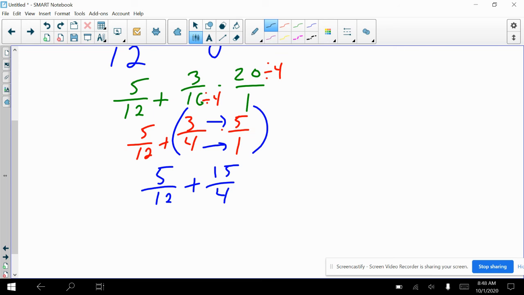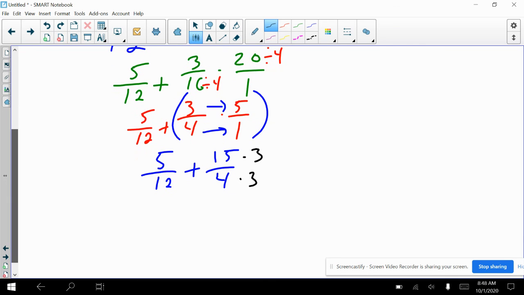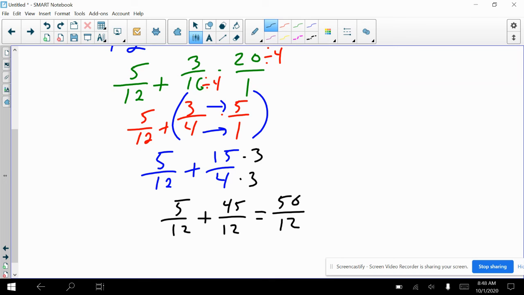4 goes into 12 how many times? 3. So I'm going to take that factor and multiply it by the fraction I need to get the common denominator. So I have 5/12. That's not going to change because I already have it as a 12. That's what I want. Plus 4 times 3 is 12. So now I got a common denominator. 15 times 3 is 45. Now, since I have a common denominator, I can add them together. 50/12. That's not a good number to us.